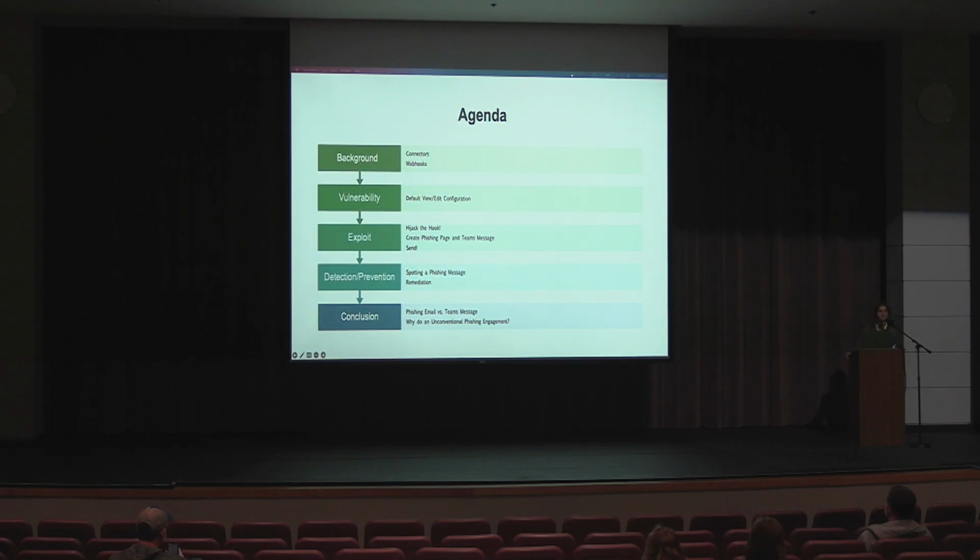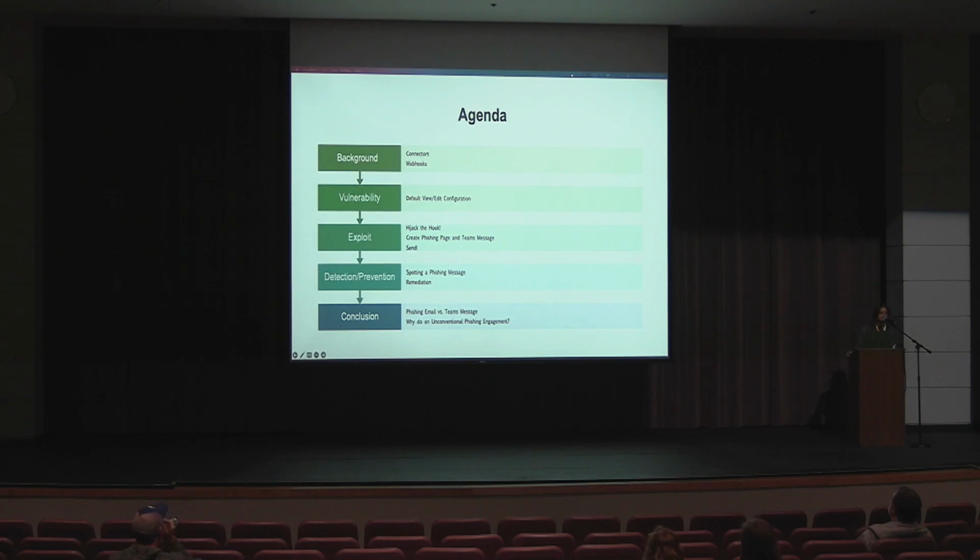So for the agenda, we're going to talk about the background, what are the features within Microsoft Teams that allow these misconfigurations and this vulnerability to occur. And then going into the vulnerability itself, the misconfiguration, what it is, and how it works. And then how we can use that vulnerability to exploit and do other shenanigans, specifically hijacking a webhook within the Teams environment and creating a phishing page and sending it out to your team.